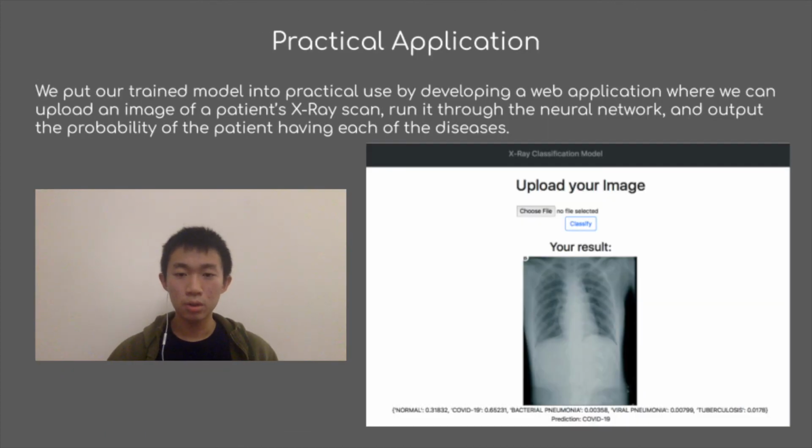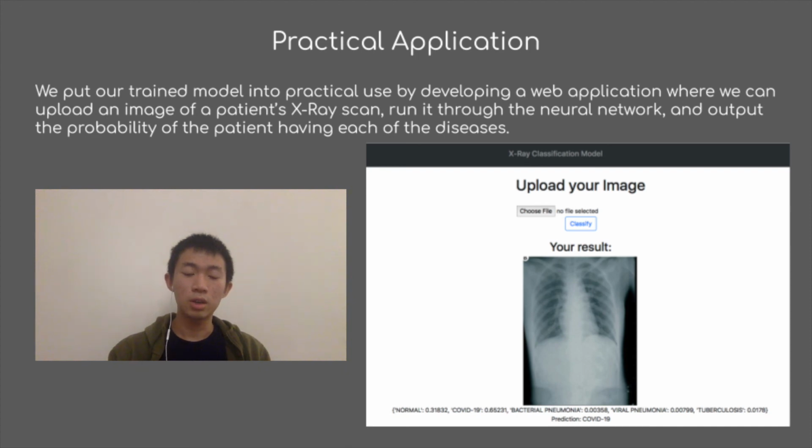We put our trained model into practical use by developing a web application where we can upload an image of the patient's X-ray scan, run it through the neural network, and output the probability of the patient having each of the diseases. In this screenshot to the right, we uploaded an X-ray scan of a patient with COVID, and it successfully predicted that the patient indeed has COVID.